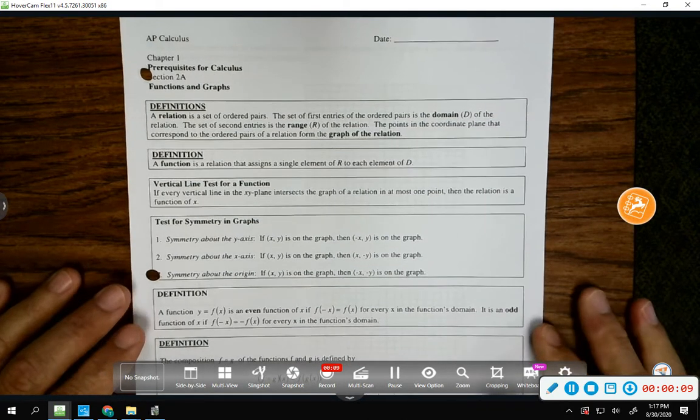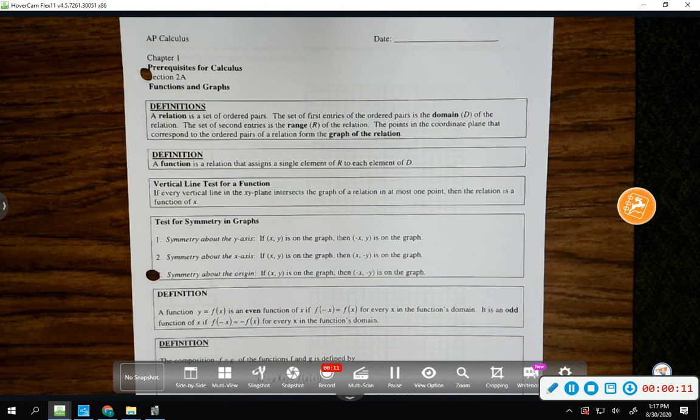This is a recording of AP Calculus Chapter 1, Section 2A. This will be the first day that we spend on this. The notes for this are titled Functions and Graphs. So all of the functions and graphs that you have looked at prior to AP Calculus are all going to be covered in this one section of this chapter.